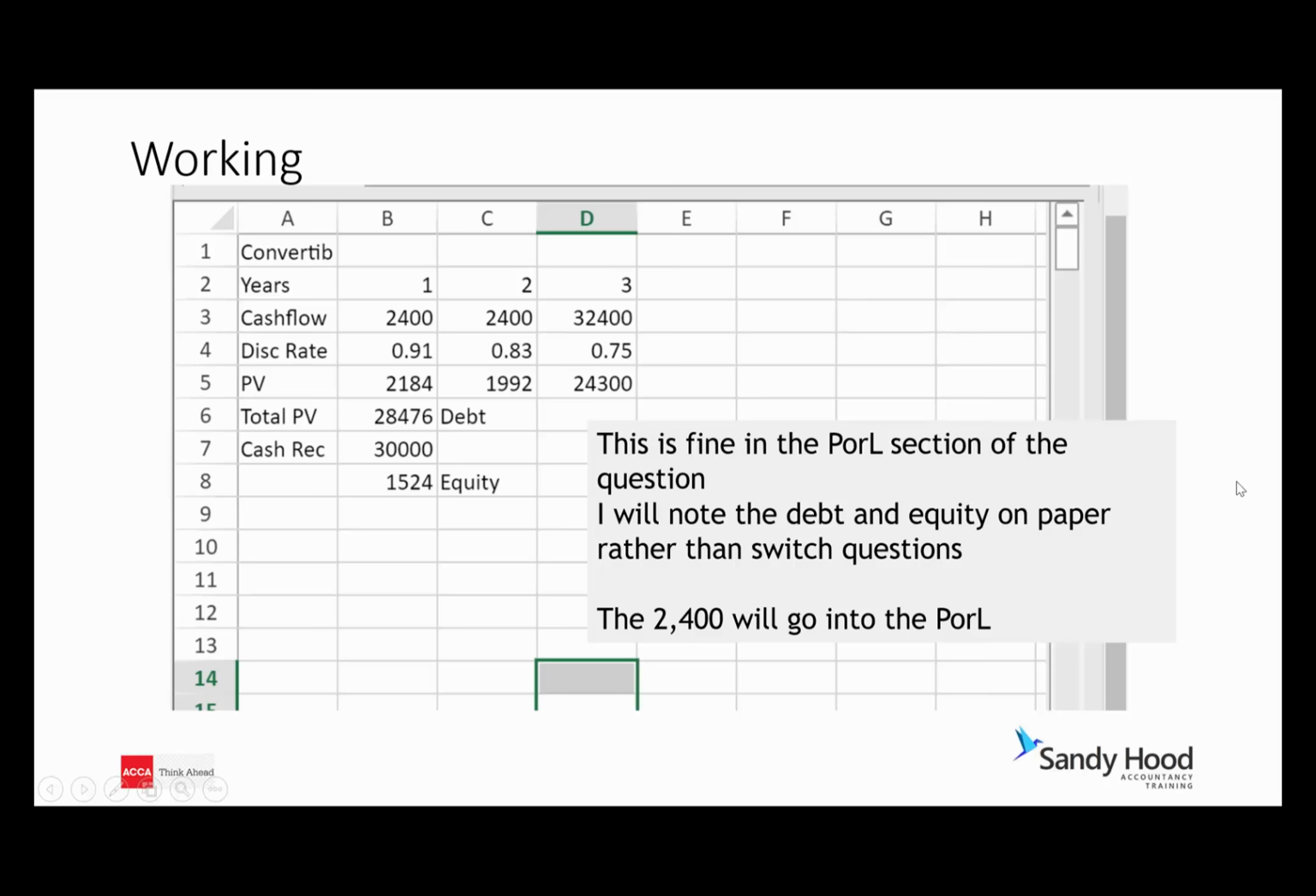I'll note the debt and equity on paper rather than switch questions. That's the nature of what's going on in these exams, is that the first page within the software is the profit or loss, but the second page is the statement of financial position. So 2,400 can go straight into our profit and loss.